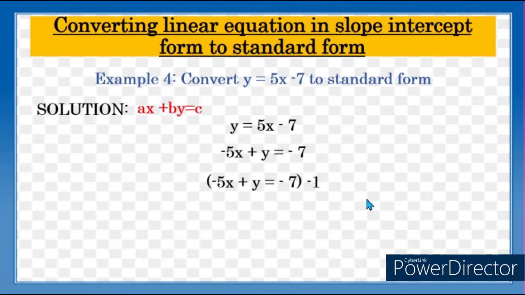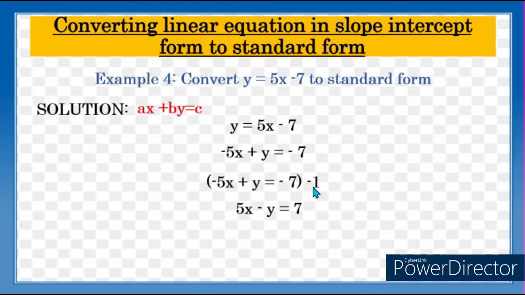So, we have negative 5x plus y is equal to negative 7 multiplied by negative 1. So, negative 1 times negative 5x is equal to positive 5x, I should say. I'm sorry. So, we have negative 1 times y is equal to negative y, and negative 7 times negative 1 is equal to positive 7. So that is the standard form of y is equal to 5x minus 7.